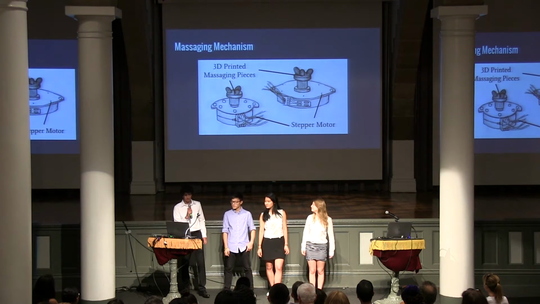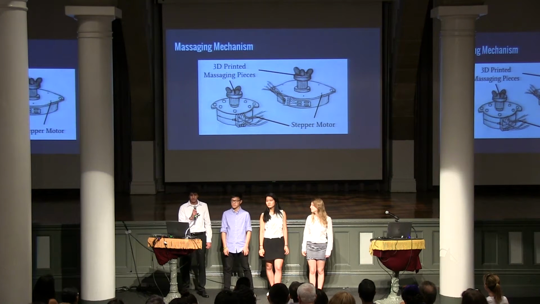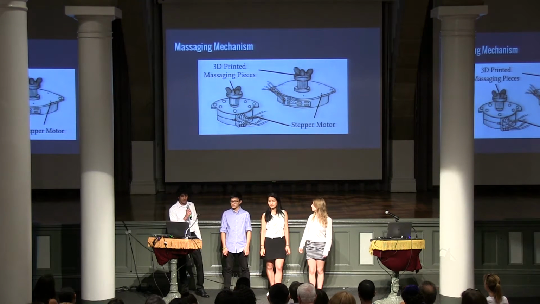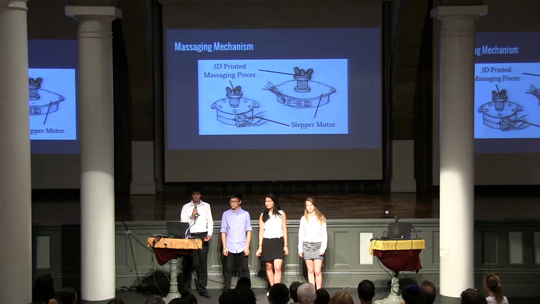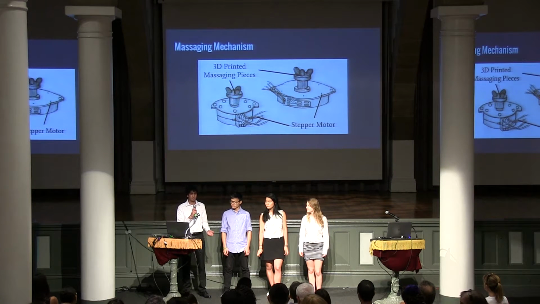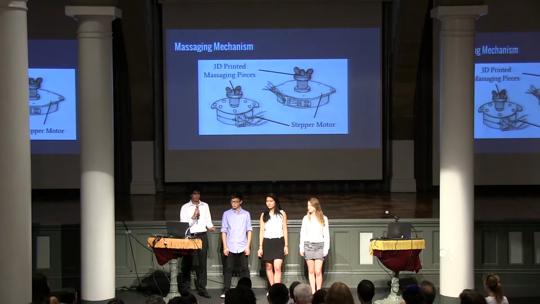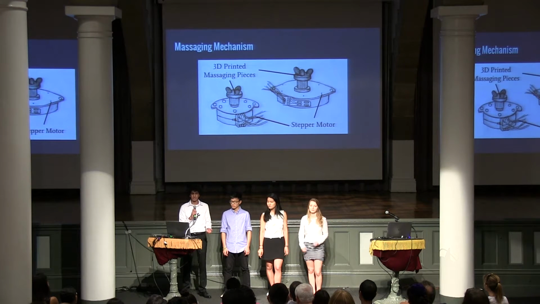What you are looking at right now is our massaging mechanism. We have two pieces shown in this diagram. The first one on the bottom is the two stepper motors that we used, and attached to those on top of the gear are two 3D printed massaging heads. The way it works is we activate the stepper motor with an Arduino and uploaded code, and then they will spin for 30 seconds and change direction.